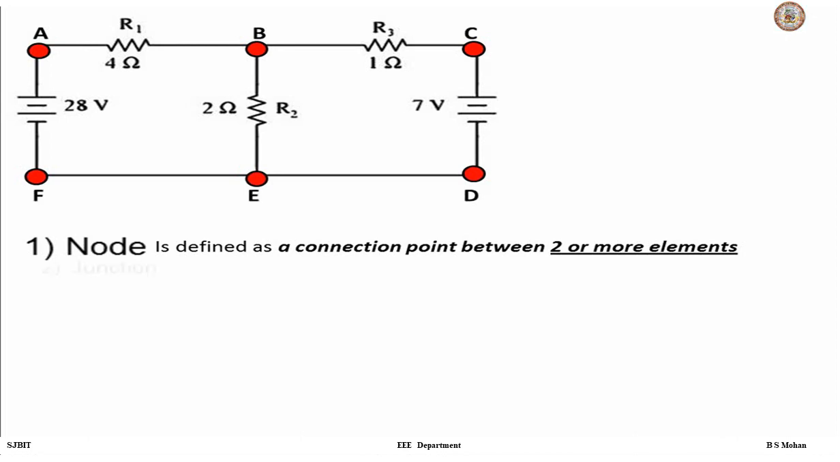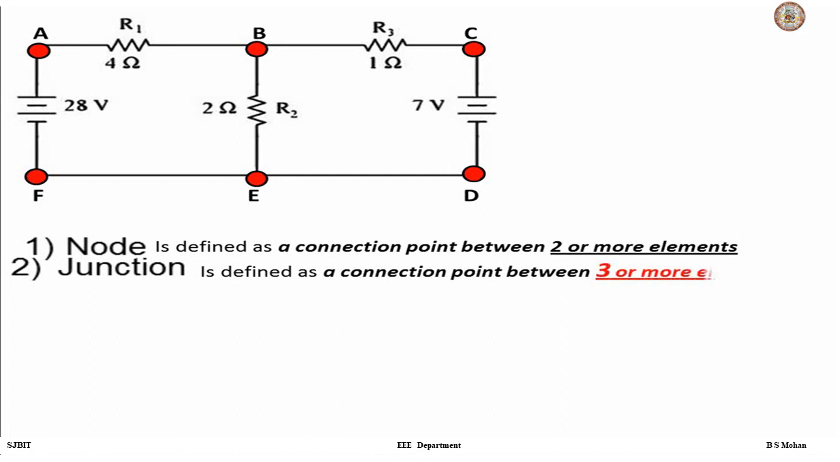Let us see what is a junction. A junction is defined as a connection point between three or more elements. So you can see a node is within a junction. So out of these nodes, you have to identify which are the junctions. I hope this will not be difficult. Point B is one of the junctions. So let's see the other junction which is there. Let me help you out in understanding it.